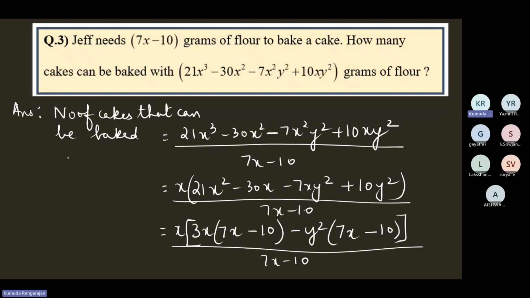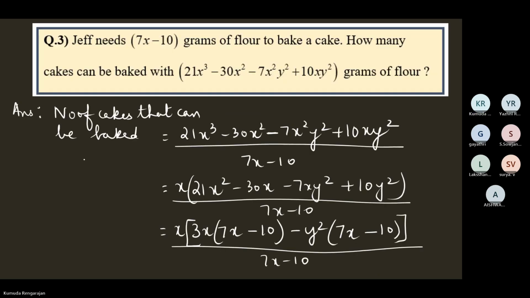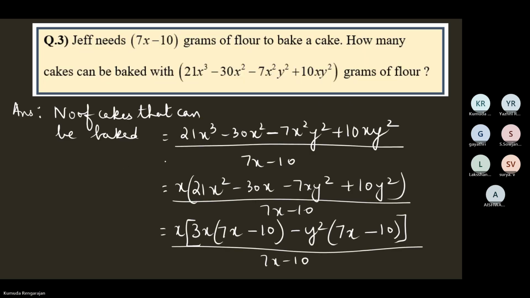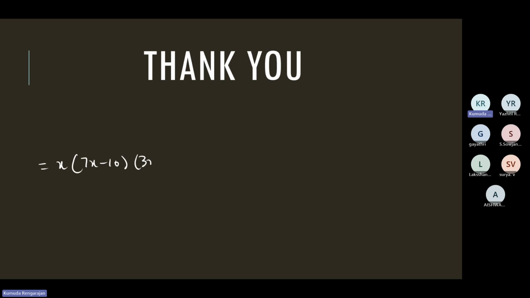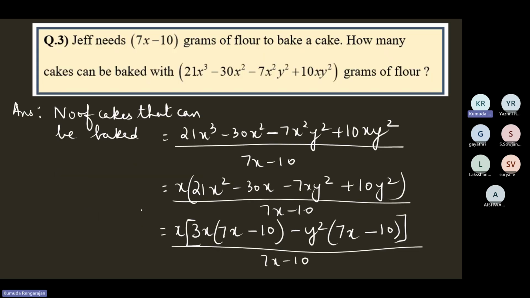Yeah. So next step, children, would be x into 7x minus 10, 3x minus y square, divided by 7x minus 10. So x into 3x minus. Please take down this also.